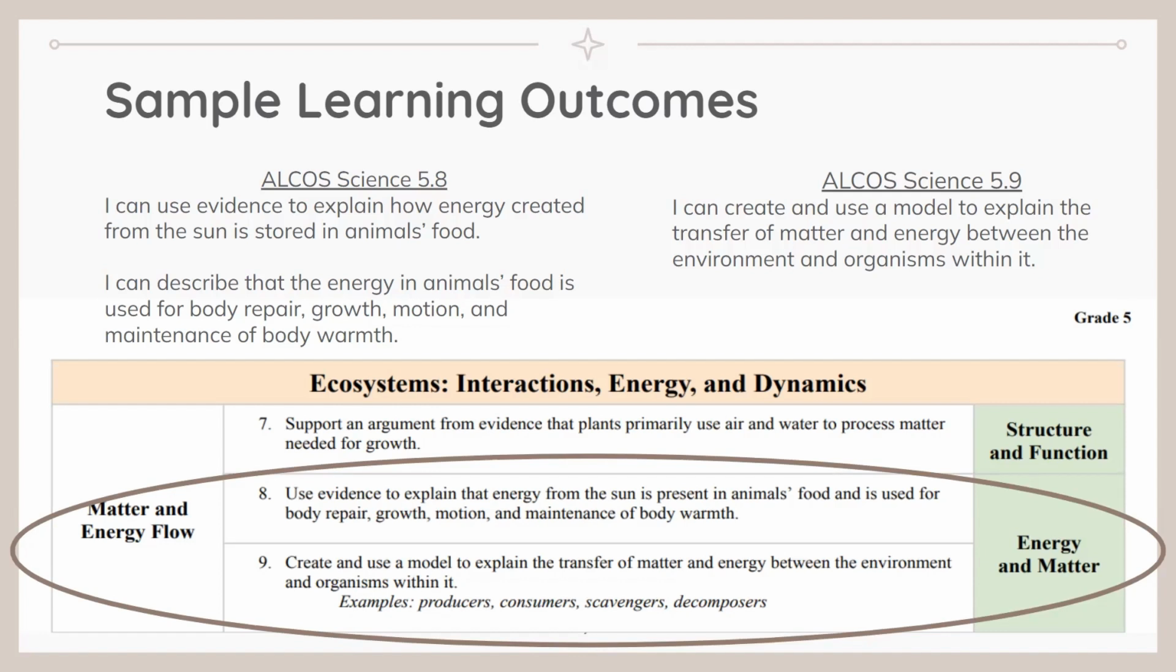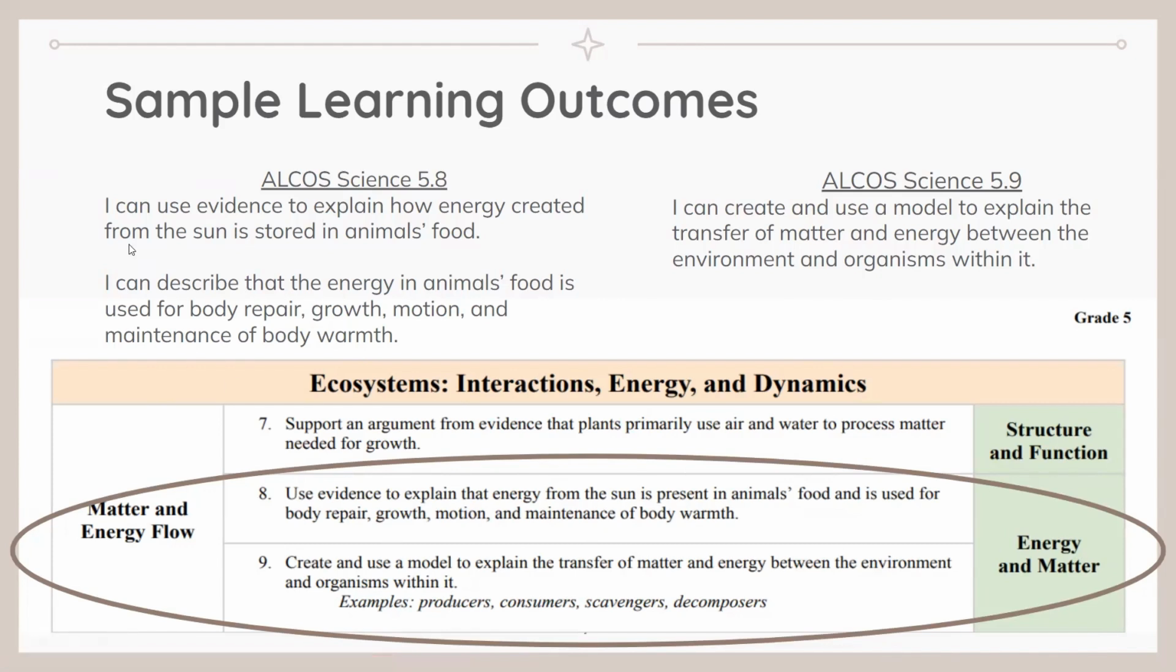Okay. All right. So the first standards that I'm focusing on are standard 8 and standard 9. I'm looking at ecosystems, interactions, energy, and dynamics, but I'm only focusing on 8 and 9 because they are energy and matter. So these are the two that I'm focusing on for the moment. So we have Alabama Course of Study Science 5.8, as you see here. And then from looking at my standard, I pulled 2 learning outcomes from that standard, and from 9 I pulled a learning outcome.